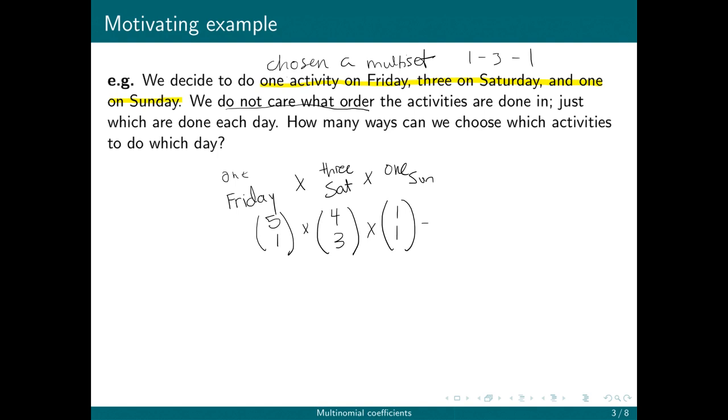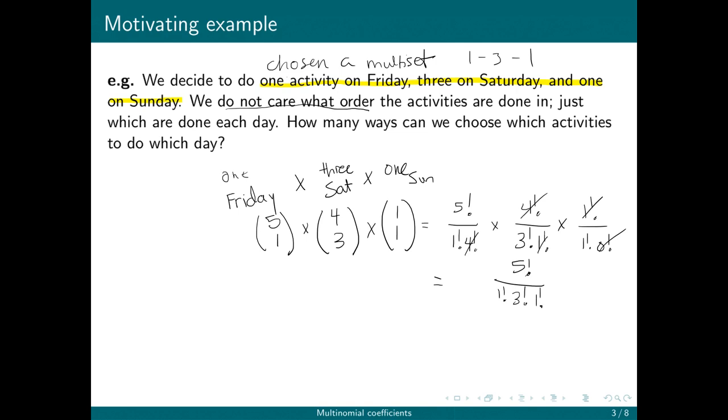Let's use the formula for each of these. There's 5 factorial divided by 1 factorial 4 factorial, times 4 factorial divided by 3 factorial 1 factorial, times 1 factorial divided by 1 factorial 0 factorial. And this is not as bad as it looks. Some of this stuff cancels nicely. This 4 factorial cancels with this 4 factorial. The 1 factorials cancel even though they're both just equal to 1. If they were equal to something else, they would still cancel. And then 0 factorial is just 1 anyway. So we can rewrite this number as 5 factorial divided by 1 factorial, 3 factorial, 1 factorial.